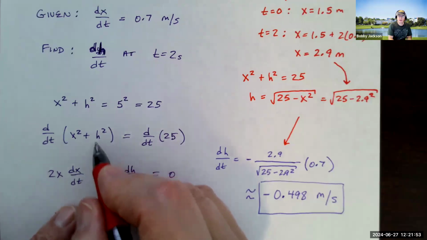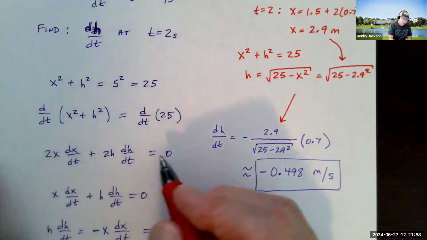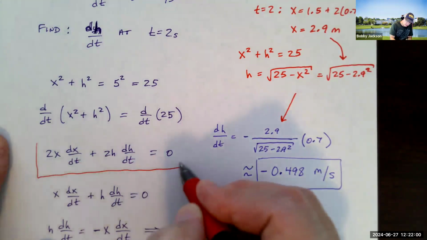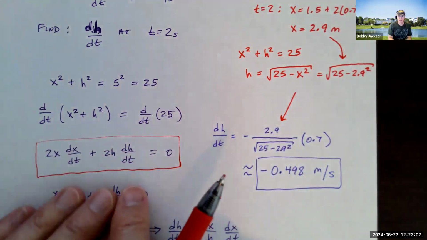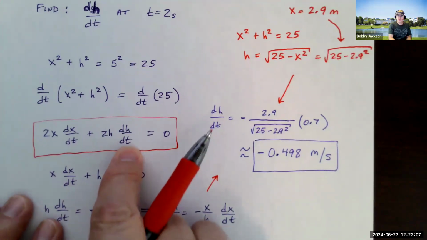And similarly, the derivative of H squared is going to be 2H dH dt. So here's my related rates equation. This is very important. This is what relates our variables of interest. And so we're looking for dH dt.